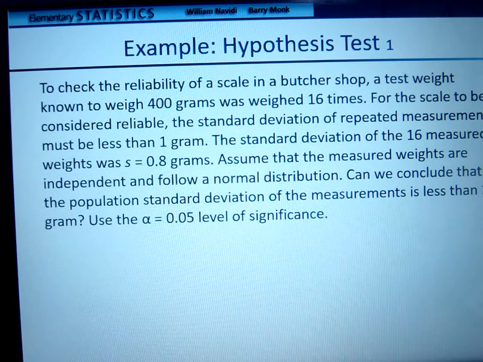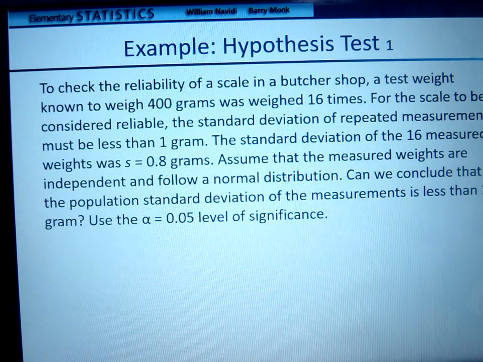Looking at an example, check the reliability of a scale in a butcher shop. The test weight is known to be 400 grams and was weighed 16 times. For the scale to be considered reliable, the standard deviation of the repeated measures must be less than 1 gram. The standard deviation of the 16 measured weights is 0.8 grams. We're going to assume that the measured weights are independent and follow a normal distribution. Can we conclude that the population standard deviation of the measurements is less than 1 gram?